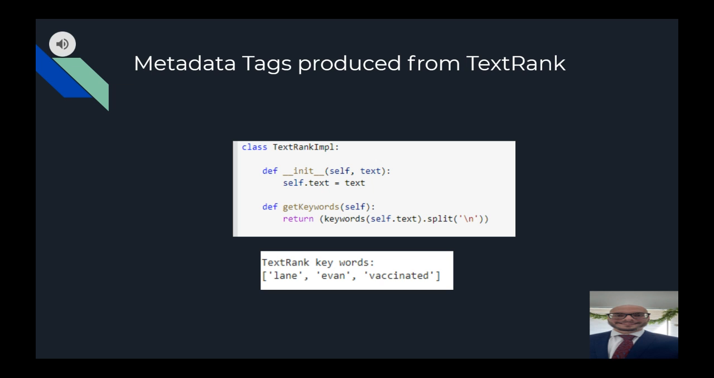And finally, we need to generate metadata tags. So here I'd use the Python package TextBlob, which is most likely going to be the best Python package for extracting keywords from a batch of text. So within that same transcription from the last slide, the keywords there are Lane, Evan, and vaccinated. Those are the most common, the most frequent words that were said in the video.